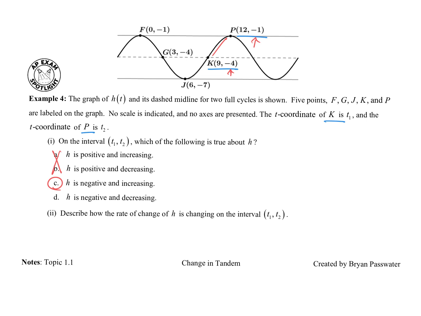Now let's talk about the rate of change. And so the rate of change is what? Increasing or decreasing from K to P? It's decreasing. Because why? Because it's concave down.